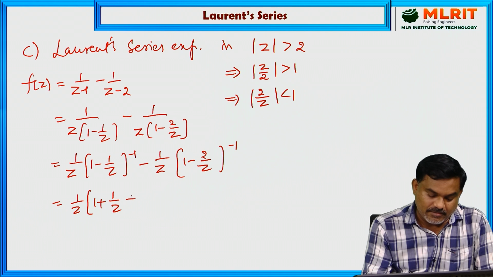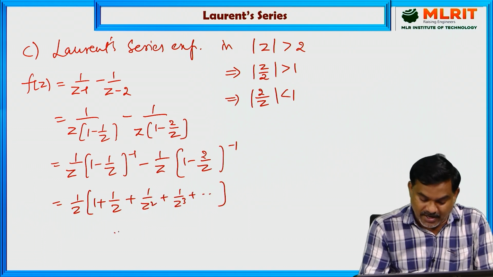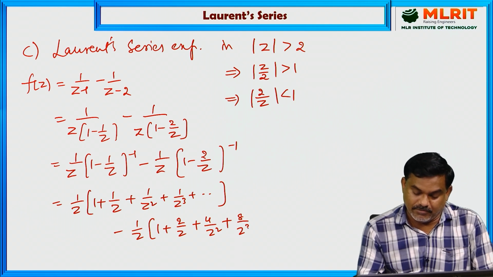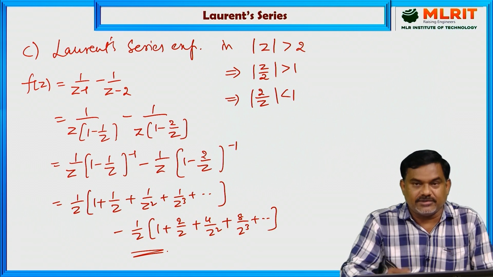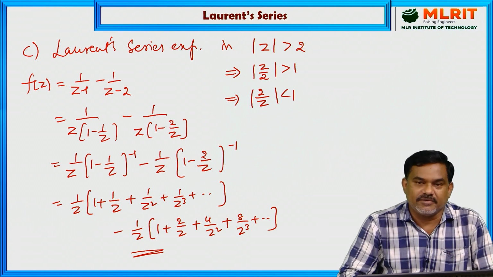Now, we can expand this using the standard expansions. Plus 1 by z square plus 1 by z cube plus so on, minus 1 by z into 1 plus 2 by z plus 4 by z square plus 8 by z cube plus so on. So, which is valid for the given region. So, like this we find the Laurent series expansion of the given function.